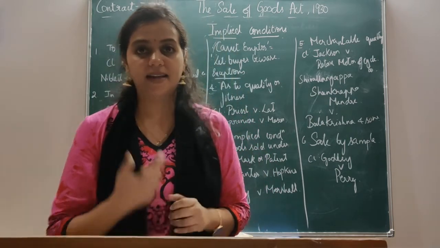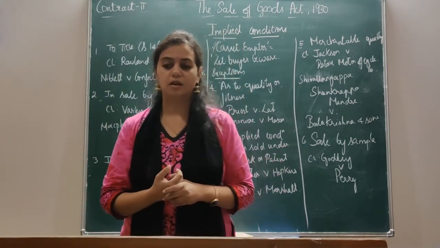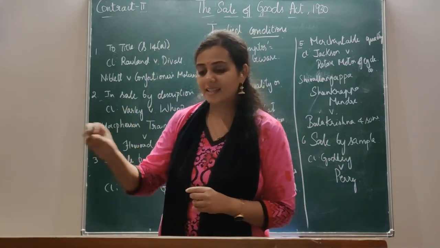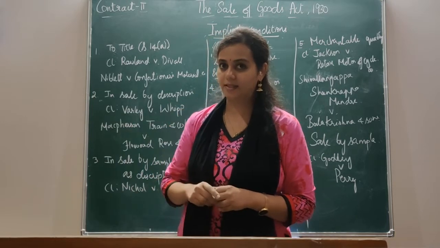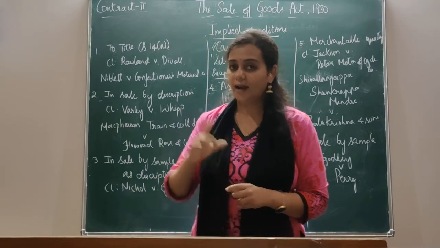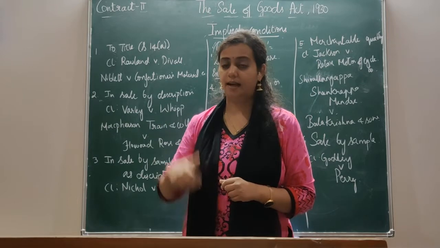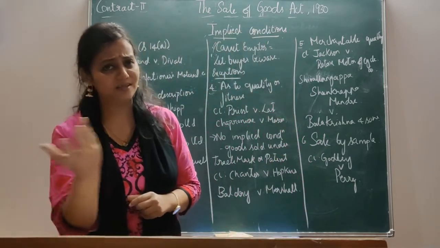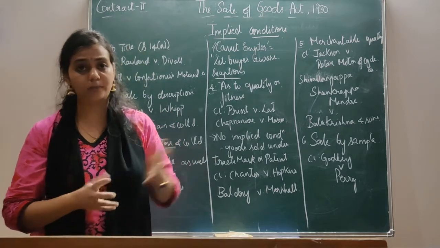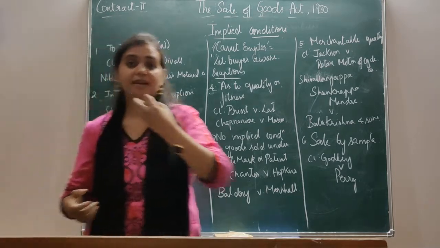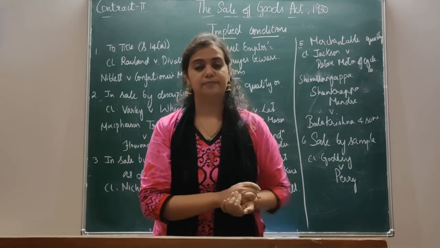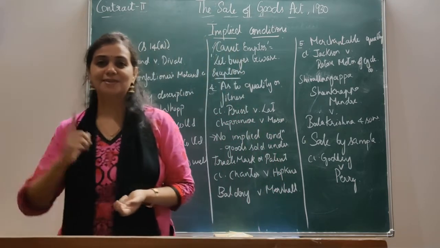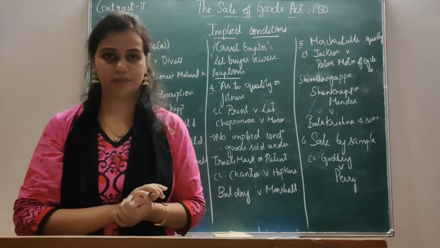I'll repeat this point once again. The buyer is buying a product and he makes the seller know that, see, I'm buying this product for this particular purpose. And also he believes in the seller and buys it. The seller may make certain suggestions: please buy this product, this product is very good, it is suitable for your purpose. And believing in him, he buys the product. Now the seller becomes liable. This is condition number 1.